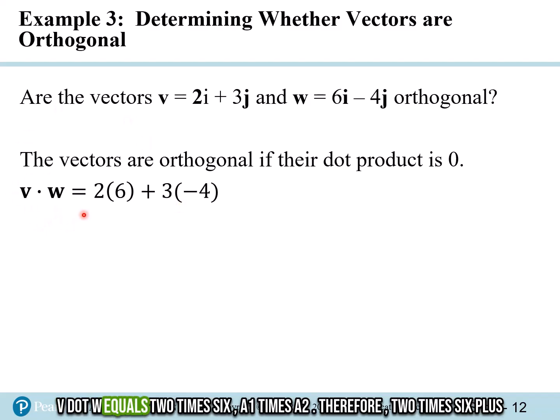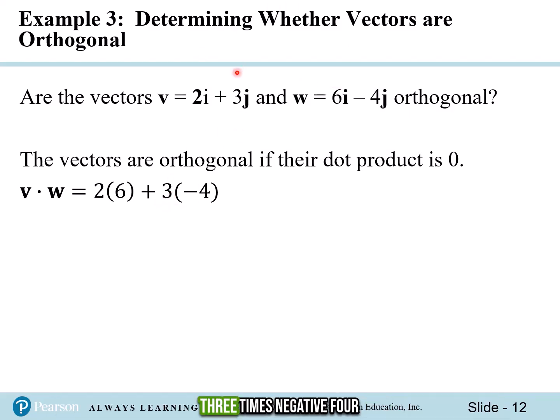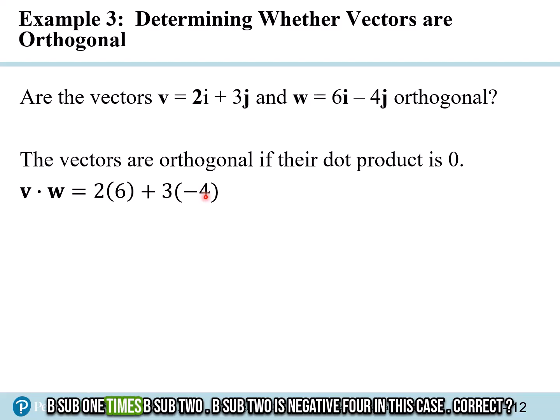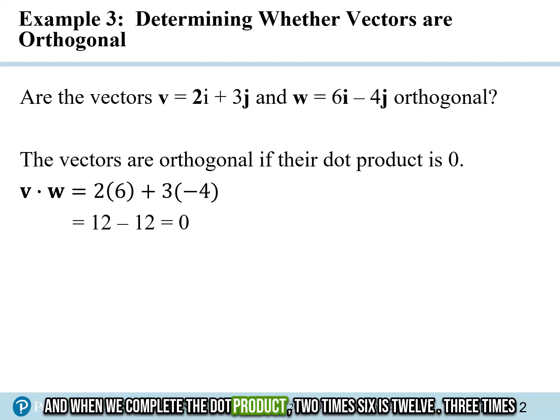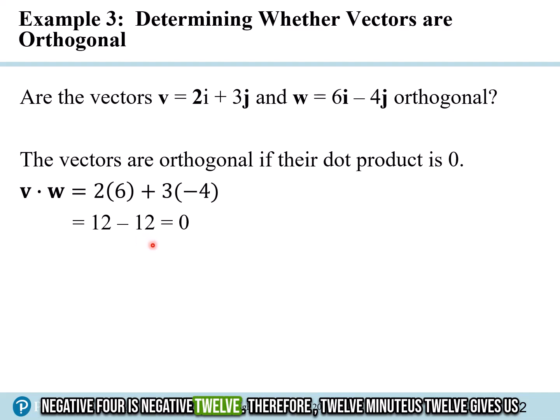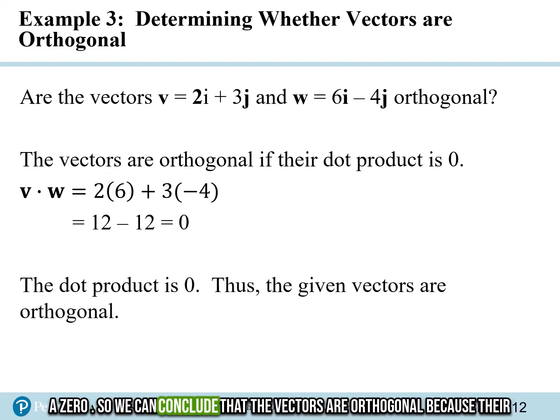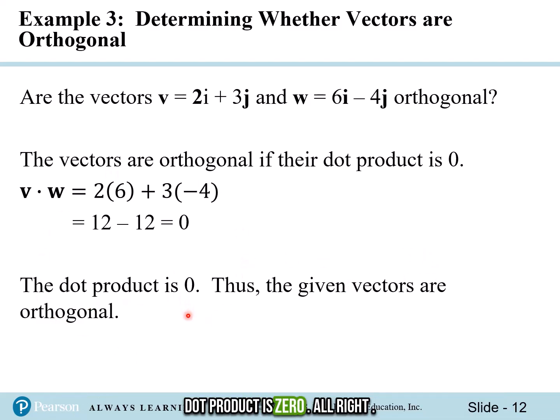v dot w equals 2 times 6, A1 times A2, plus 3 times negative 4, B sub 1 times B sub 2. B sub 2 is negative 4 in this case, correct? And when we complete the dot product, 2 times 6 is 12, 3 times negative 4 is negative 12. Therefore, 12 minus 12 gives us a 0. So we can conclude that the vectors are orthogonal because their dot product is 0. All right?